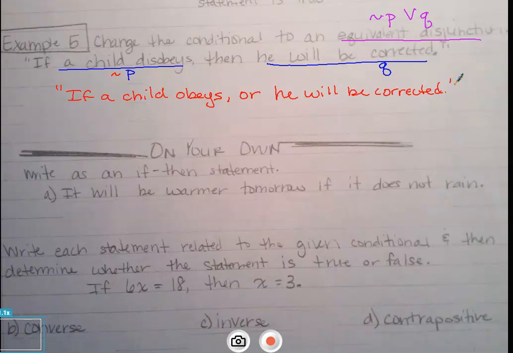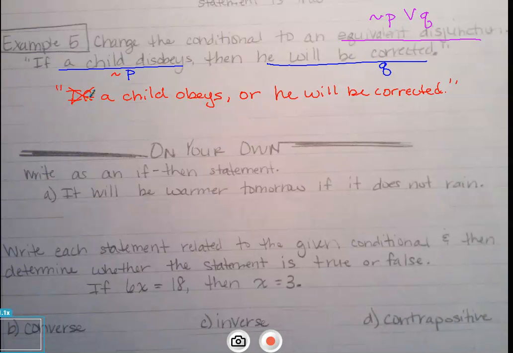So really, do we need the if? Child obeys or he'll be corrected. Right, we can change it to a child obeys, because in this case we don't really need the if. A child obeys, or he will be corrected. Does that make sense? All right. So you guys did fantastic.